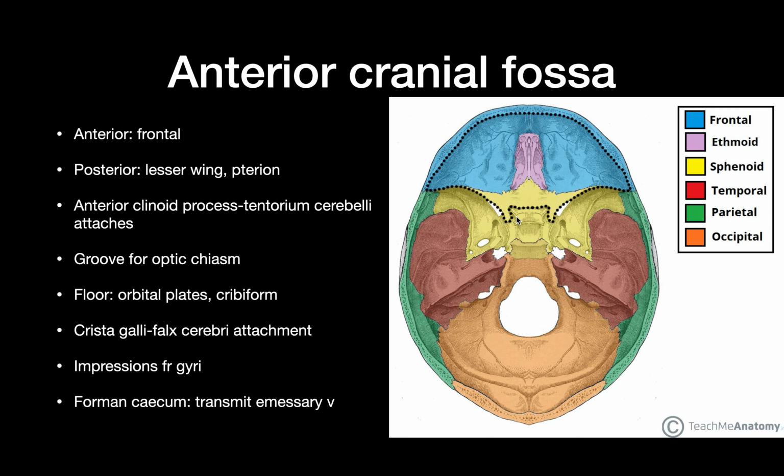There is the groove right back here for the optic chiasm, and then the floor of the anterior fossa is the orbital plates and the cribriform plate. In the middle is the crista galli, where the falx cerebri also attaches, and the impressions of the fossa are formed by the gyri of the frontal lobe. In it, the foramen caecum transmits the emissary veins.